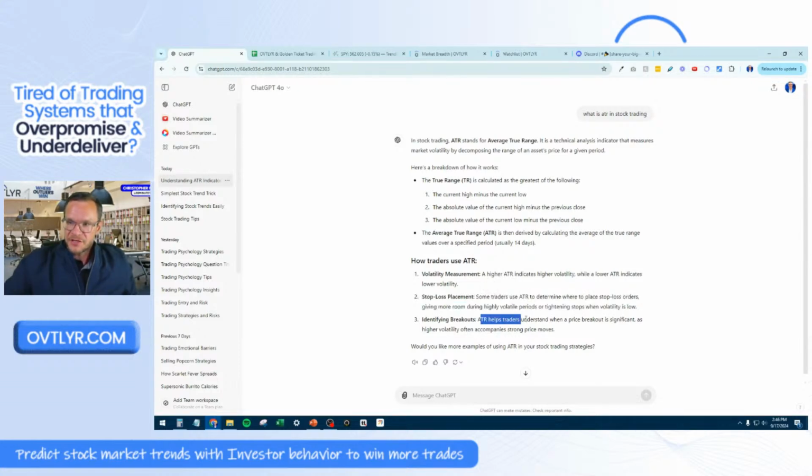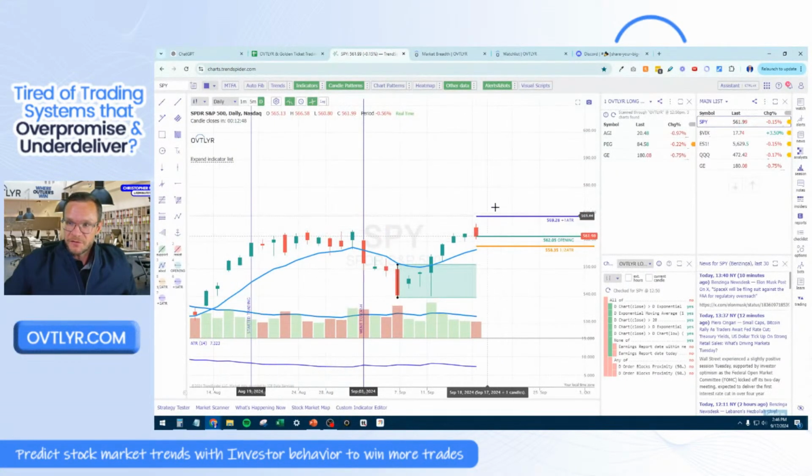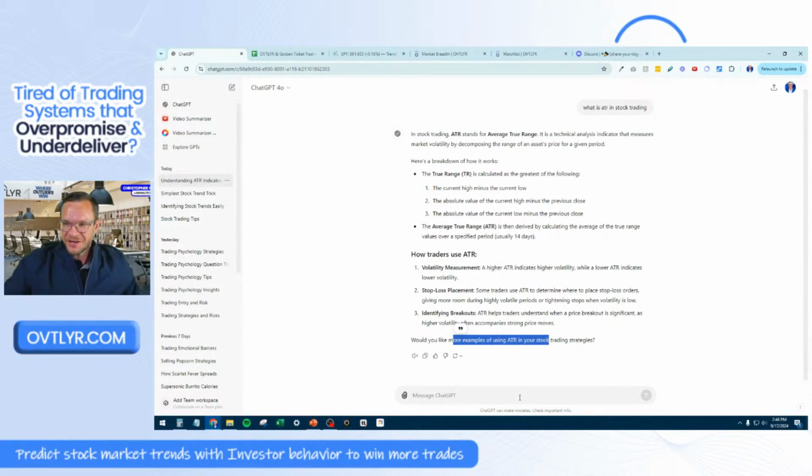Identifying breakouts. ATR helps traders understand when a price breakout is significant, like we talked about, right? Helps us understand when it's moved up an ATR from where we got in, as higher volatility often accompanies strong price moves. Would you like more examples of ATR in stock trading strategies? Yeah, let's go for it.